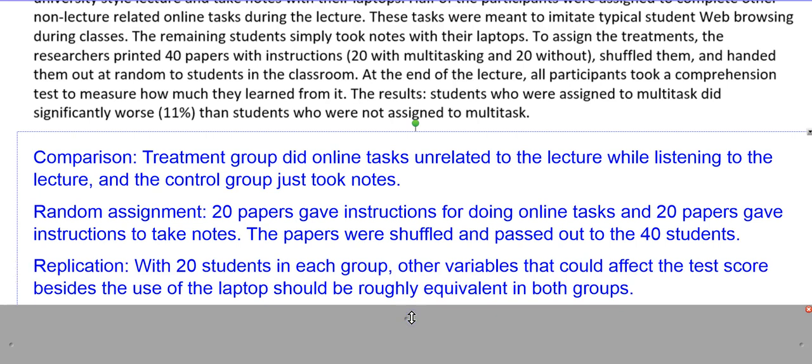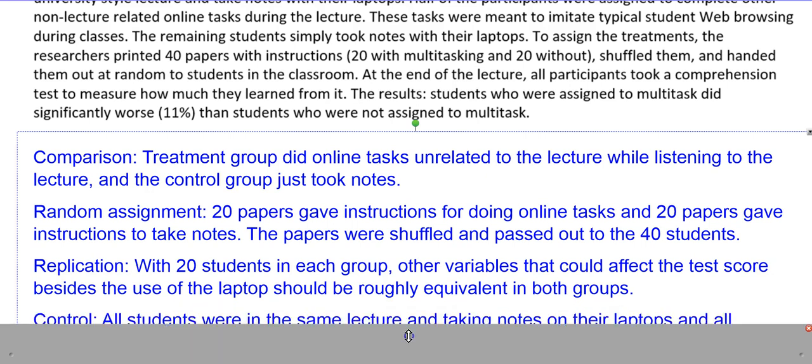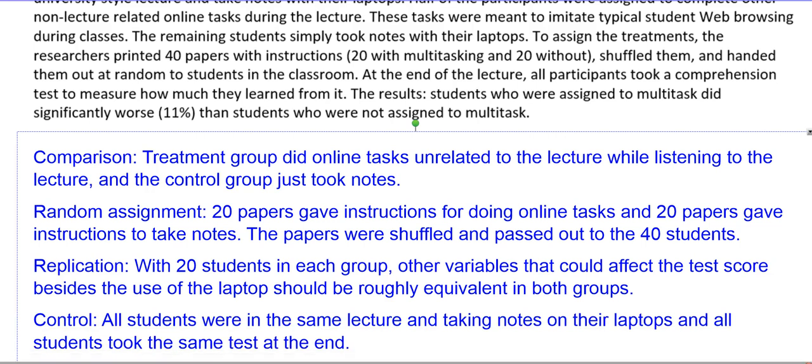With 20 students in each group, other variables that could affect the test score besides the use of the laptop should be roughly equivalent in both groups. So there probably was adequate replication in this study. And the last, control. All students were in the same lecture hall. They were all taking notes on their laptops, even though some were also browsing. And students took the same test at the end.